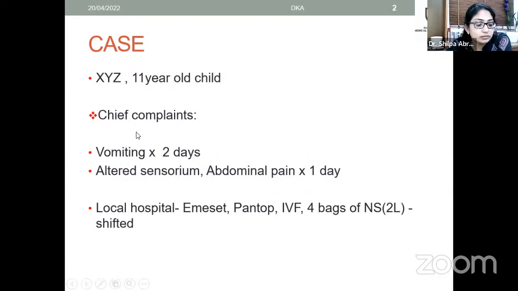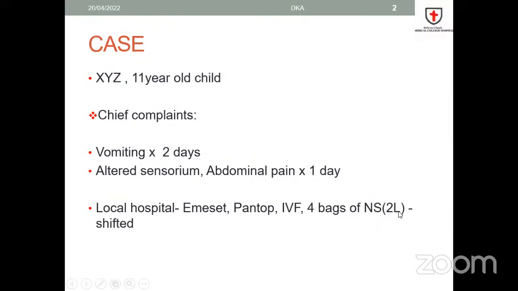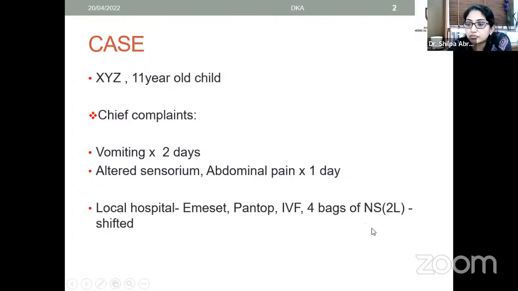This is an 11-year-old child who came with the chief complaints of 2 days of vomiting and altered sensorium, and abdominal pain of 1 day duration. He was taken to a local hospital, and there he was probably found to be in shock, and he was given one Emeset and pantoprazole, IV fluids, and he also received 4 bags of normal saline, so that's about 2 liters, and then he was shifted here. Just have a close look at this. Think, is this the typical DKA case that you see?